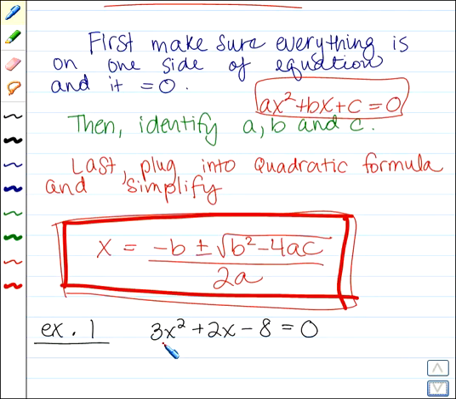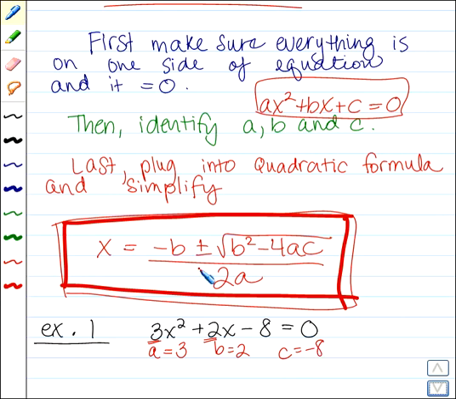Okay, here's our first example. 3x squared plus 2x minus 8 equals 0. Well, it's already set up right. We have everything on one side equaling 0, and we just need to find what a, b, and c are. a is 3, it's the coefficient of x squared. b is the coefficient of x, so it's 2, and c is negative 8.